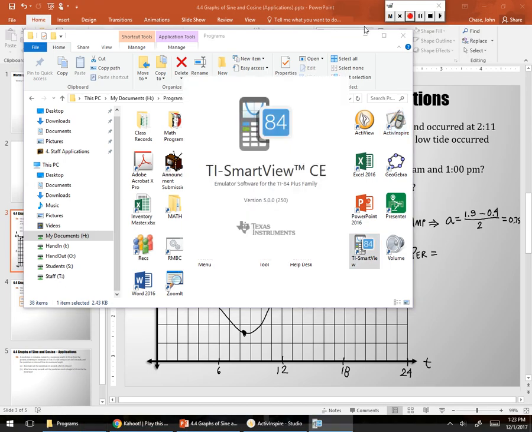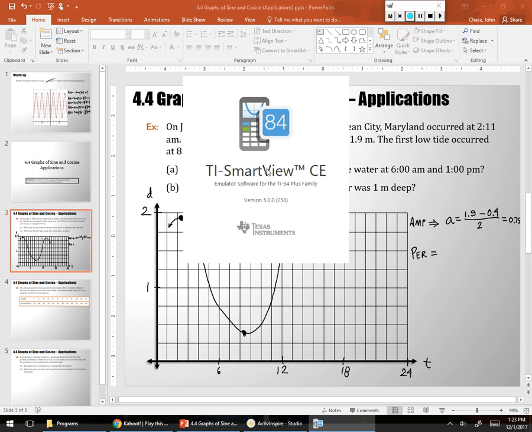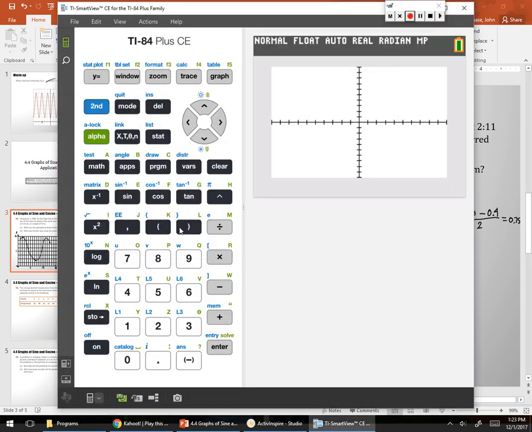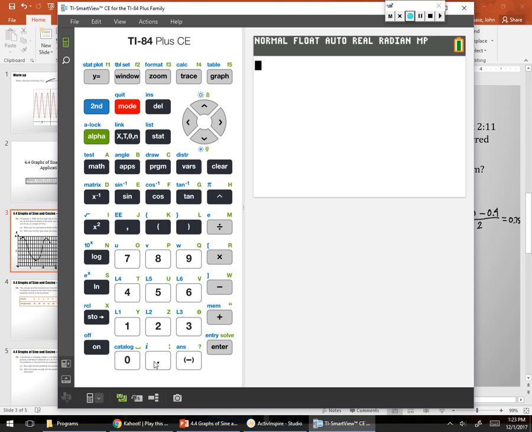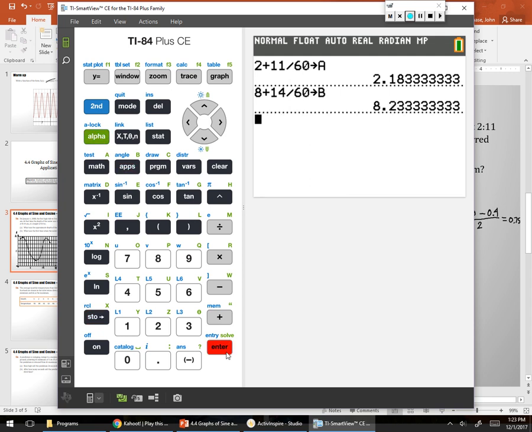Period is 2 pi over 6. All right, so what do we got? We got 2 plus 11/60ths. I'm going to call that A in case I ever need it again. And 8 plus 14/60ths. Let's store that in B in case we ever need it again. So now what if we do B minus A?